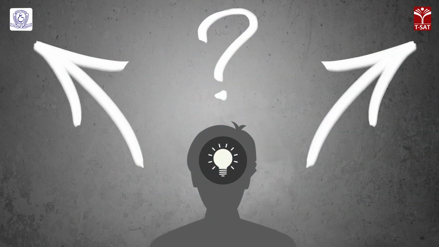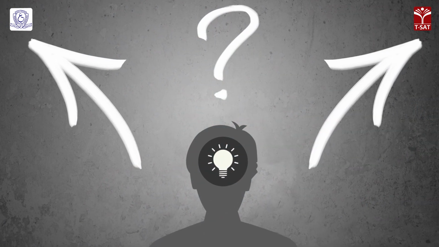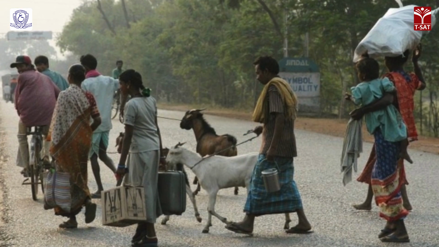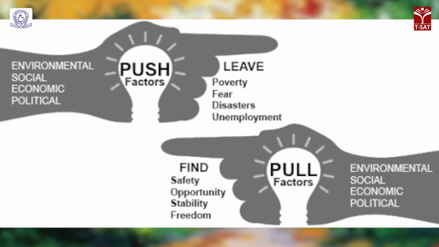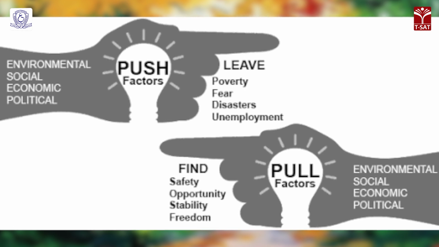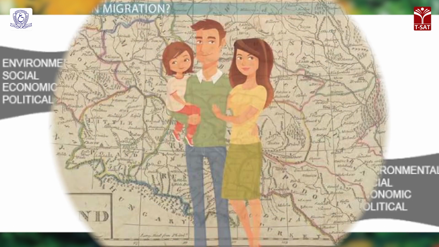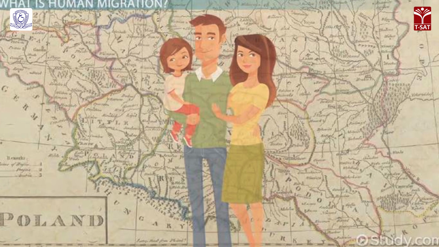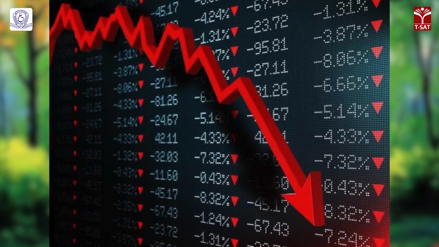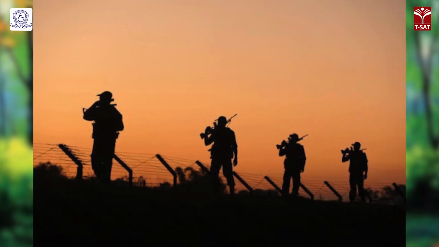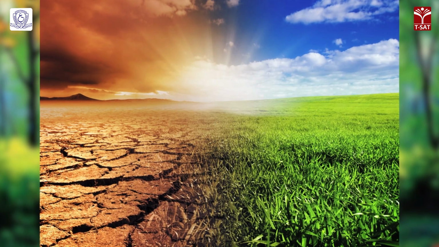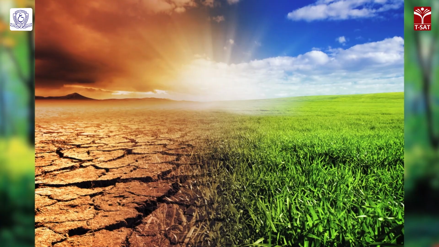A variety of factors may influence a person's decision about whether, where and how to migrate. We commonly summarize these as push factors and pull factors. Push factors are things that make someone want to leave their current location. Economic troubles, persecution, war or other violence and environmental crisis are all common push factors.